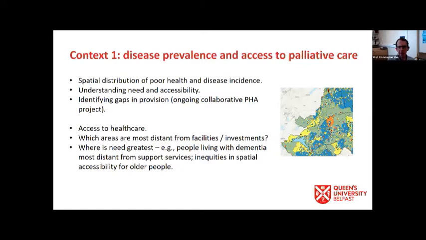So access to healthcare is particularly important, accessing what we need, which areas and thus which communities are most distant from facilities or maybe investments of some particular kind related to health, and where need is greatest. And obviously that can be tailored to particular groups. The example that I'm going to be talking through at some length relates to dementia, people living with dementia, and I guess their families too. And we would think in that case about those members of those groups who are distant from support services. And then in general, there's an issue around spatial inequities or inequalities in access for particular groups. In this case, we're thinking about older people.